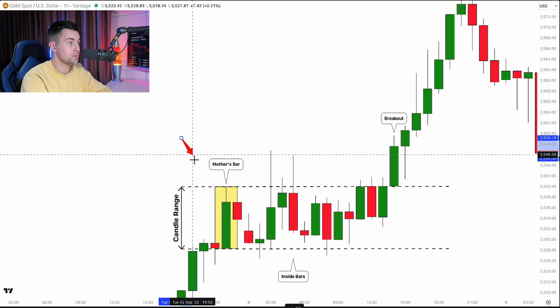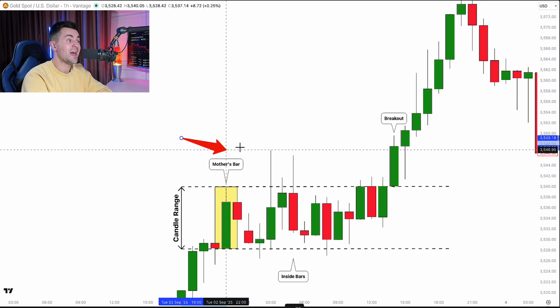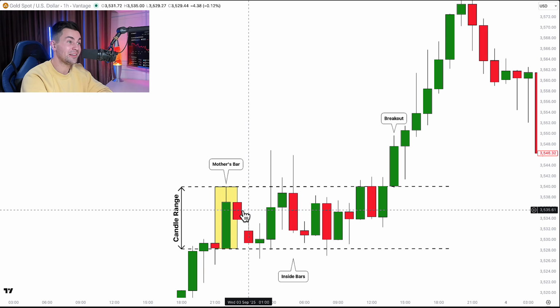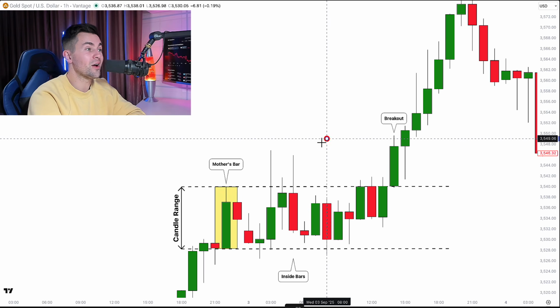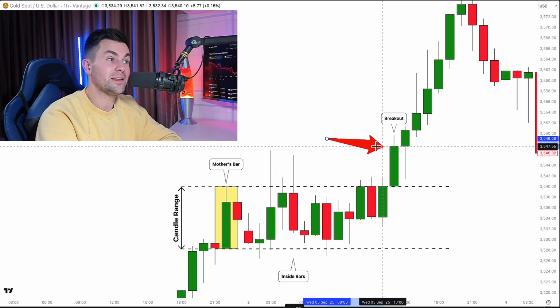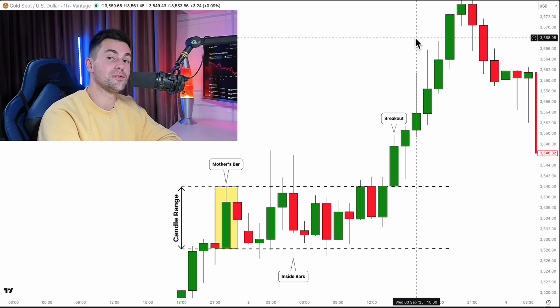You can see that first the price formed quite a strong bullish candle, the mother's bar, and then you can see that consequent candles started to close, respecting its range. The formation of this pattern confirmed a consolidation and accumulation, and the bullish breakout of the range of the mother's bar was a strong signal to buy. And you can enter your trade immediately after a breakout candle closes. Set your stop loss below the lows of the mother's bar and aim at the next strong resistance.